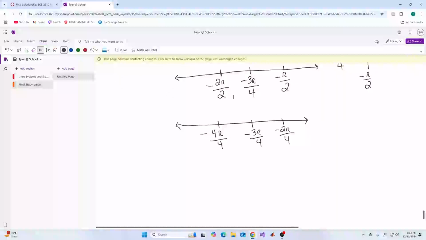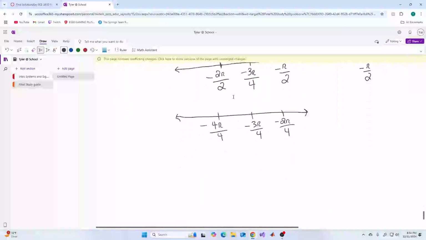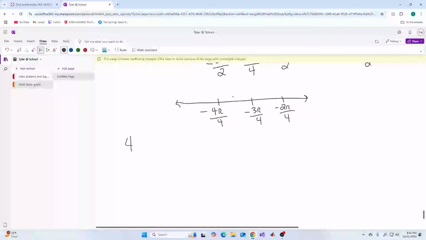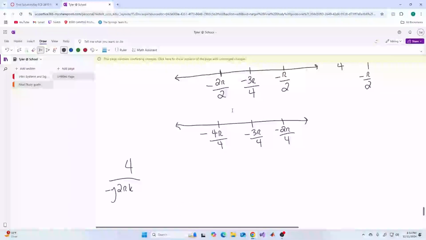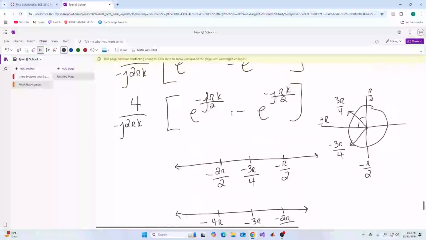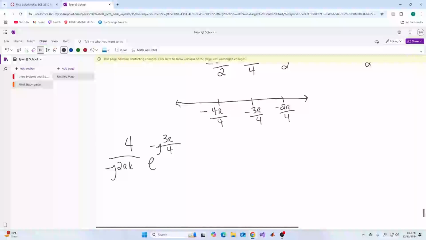So I'm going to do the same thing, 4 all over negative j 2 pi k. Make sure I wrote that down correctly. Yep. Now I'm going to pull out an e to the negative j 3 pi divided by 4. And I'm almost positive, yes, there's a k in there as well.